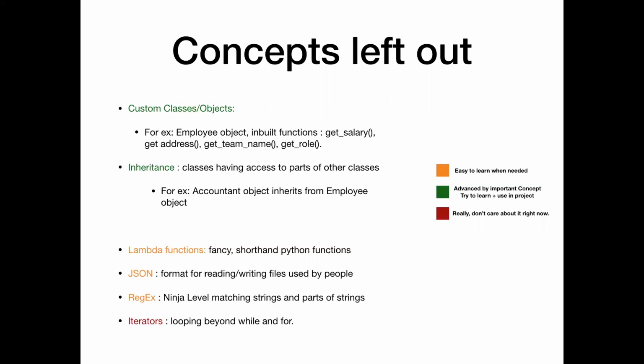JSON is a format for reading and writing files that's used across the world a lot. So you may see it, you may need to read some files. Instead of storing them as TXT files, you may end up storing them as JSON if they're more complicated, say if you're downloading a data set or things like that.